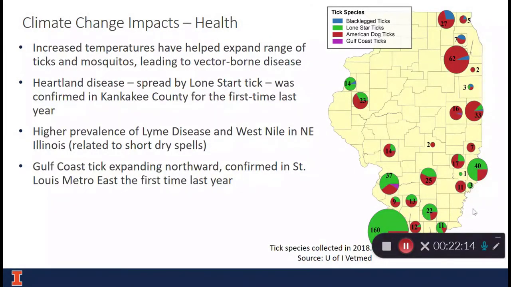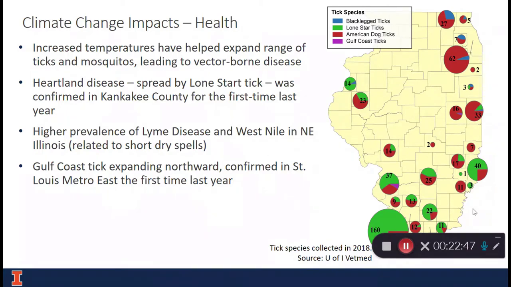Another public health impact is through vector-borne disease. What I'm showing you on the right-hand side is the results of tick surveys all across the state from 2019 and 2020. Increased temperatures, especially in the winter and spring, have helped expand the range of ticks and mosquitoes across Illinois and the diseases that they bring. For example, Heartland disease, which is spread by the Lone Star tick, was confirmed in Kankakee County for the first time last year.